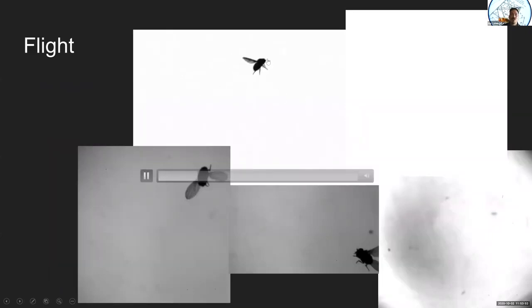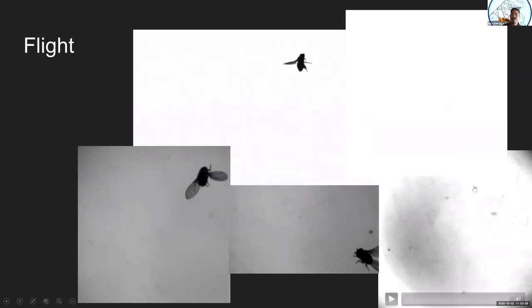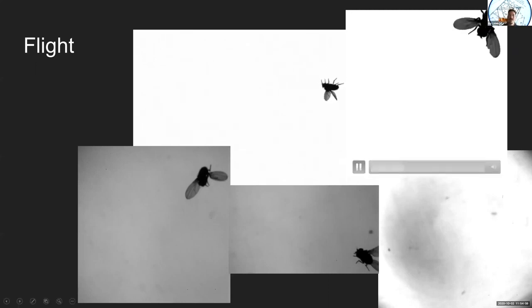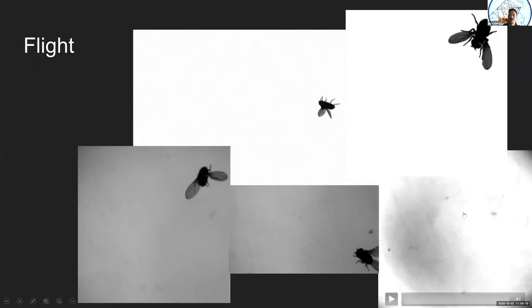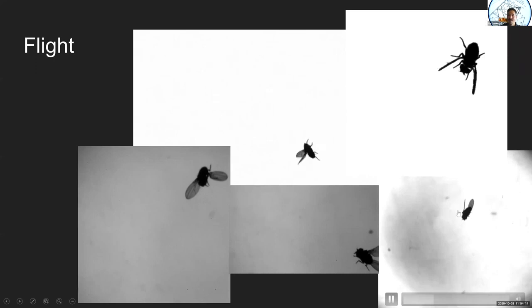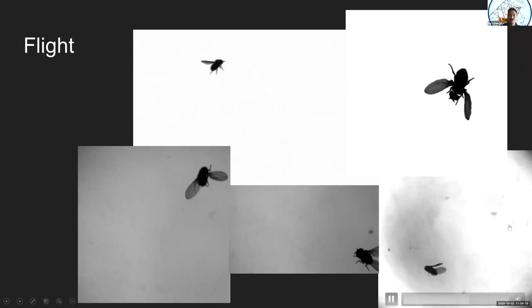Flight, which is my favorite behavior. This is the movie that I showed you before where we now have mutants where we can shine light on them and get them to do little backflips. But just flight on itself is so spectacular to watch as these insects perform these figure eight wing strokes back and forth through the air as they move forward. Or in this particular case, this insect had its wing half cut off. And you can see that it's doing just fine flying and maneuvering.